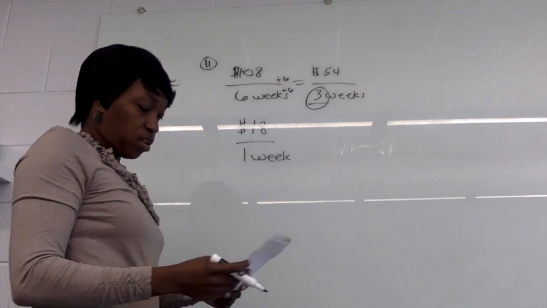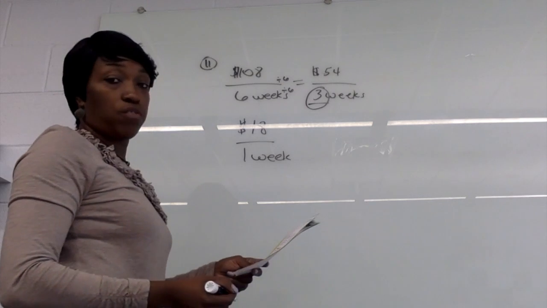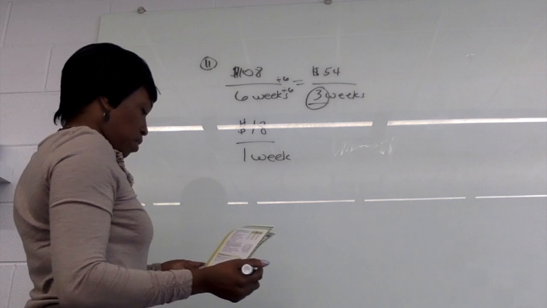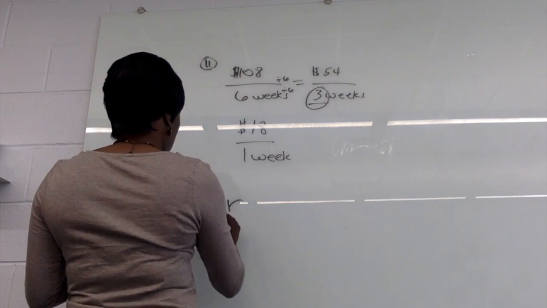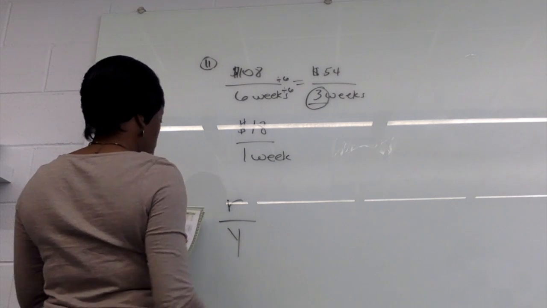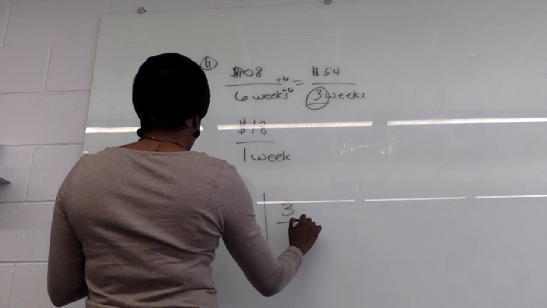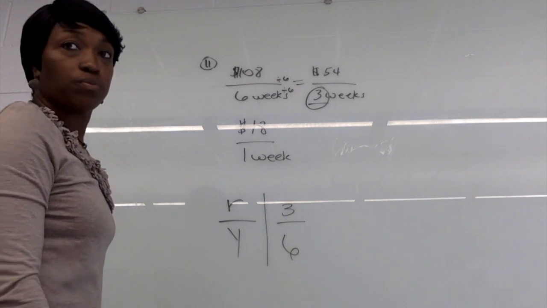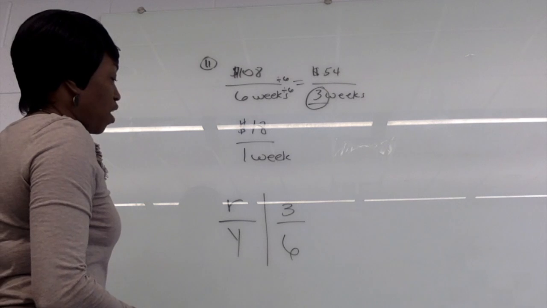Number 12. It says the ratio of red jelly beans to yellow jelly beans in a dish is 3 to 4. If Greg eats 3 red jelly beans and 6 yellow ones, so we're going to set up a table with red and yellow. Greg is going to eat 3 red and 6 yellow. The ratio is 4 to 5.